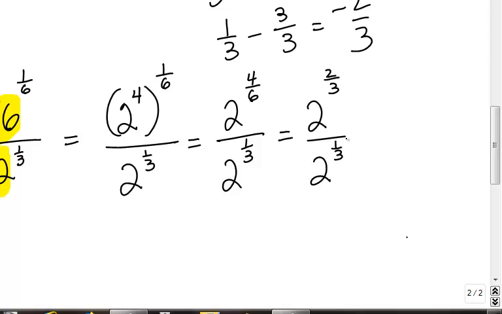Now your bases are the same. You're dividing monomials. When you divide monomials and the bases are the same, you subtract the exponents, so 2 to the 1/3 power. The whole key on this is you're trying to get these two bases to be the same and work to get the smaller one. Any questions on that one?